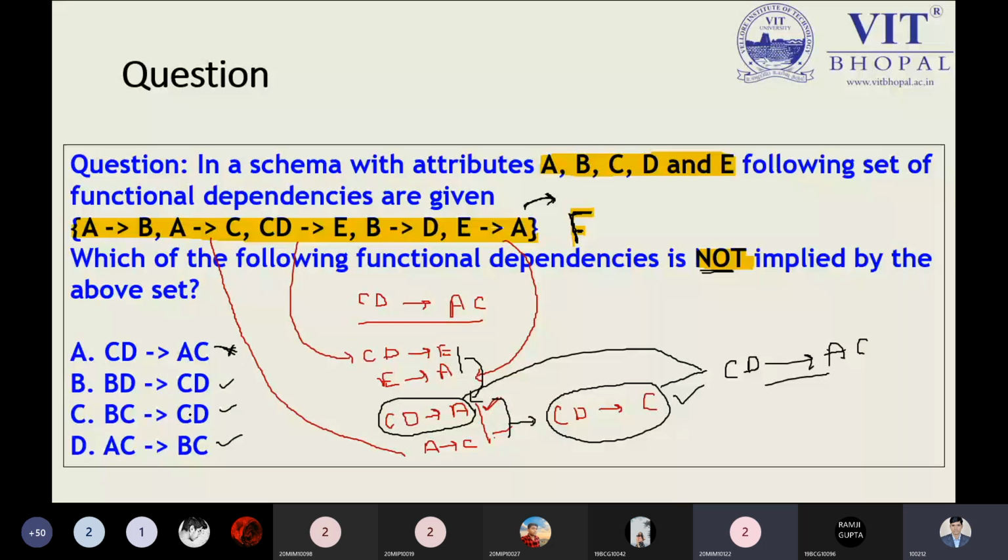Just tell me. Sir, there is a relation from AC determinant to BC. D is correct. Is D correct or B correct? D, sir, D is correct. D is correct. It means that it is not implied by the above.